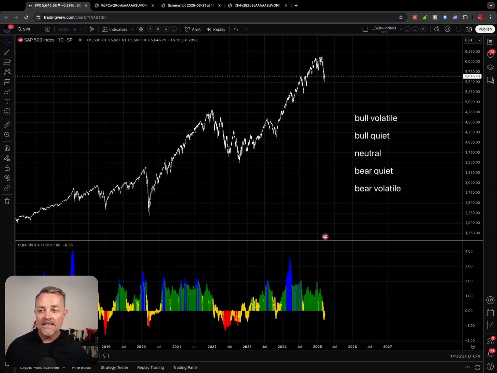Each regime has its own unique characteristics and its own ways to trade it. In a trending market, you want to use a trending system. In a mean reverting market, you want to use a mean reverting system. In a highly volatile market, you want to really tone down your size. And in a really quiet market, you can have more size on your trades.